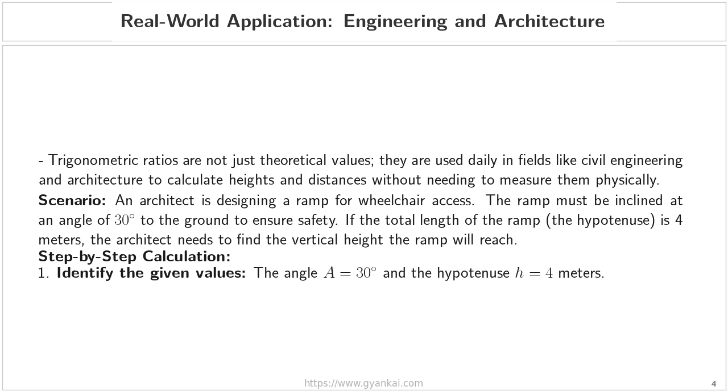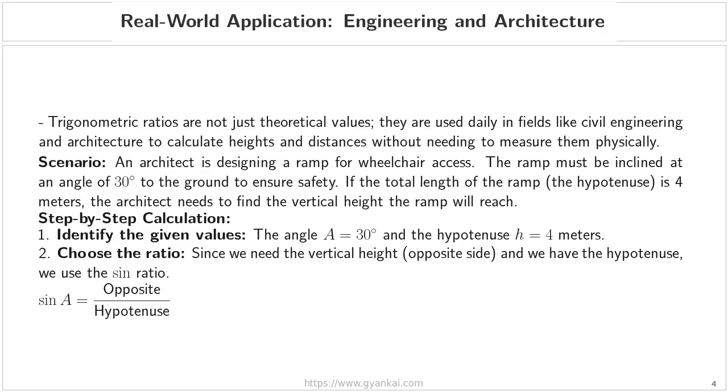To solve this, we can follow a simple step-by-step calculation, just like we practiced. First, we identify our known values. We have our angle, A, which is 30 degrees, and our hypotenuse, H, which is 4 meters. Second, we need to choose the correct ratio from our table. Since we are looking for the vertical height, which is the side opposite to our angle, and we already know the hypotenuse, the sine ratio is our best choice. We can express this as sine of A equals the opposite side divided by the hypotenuse.